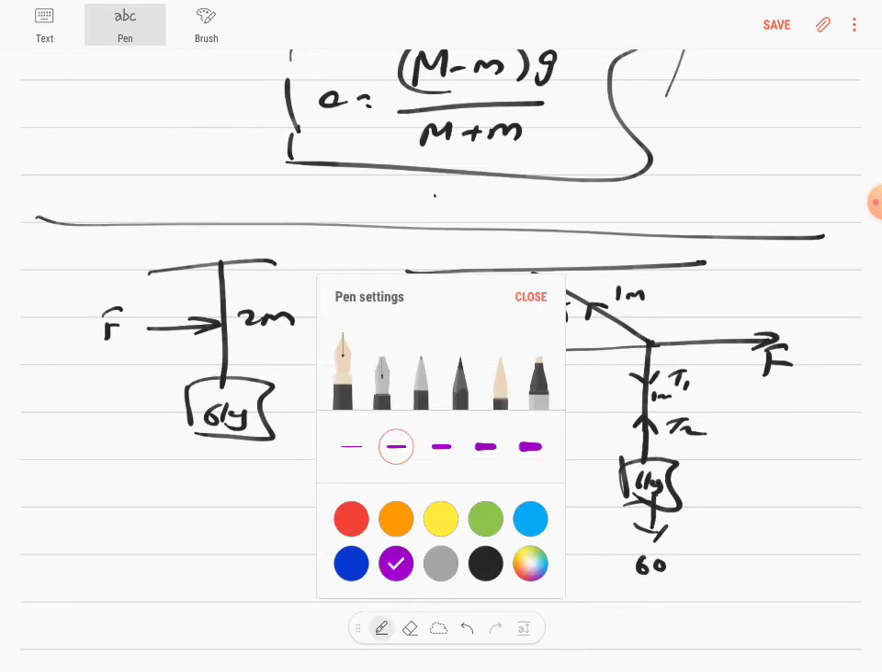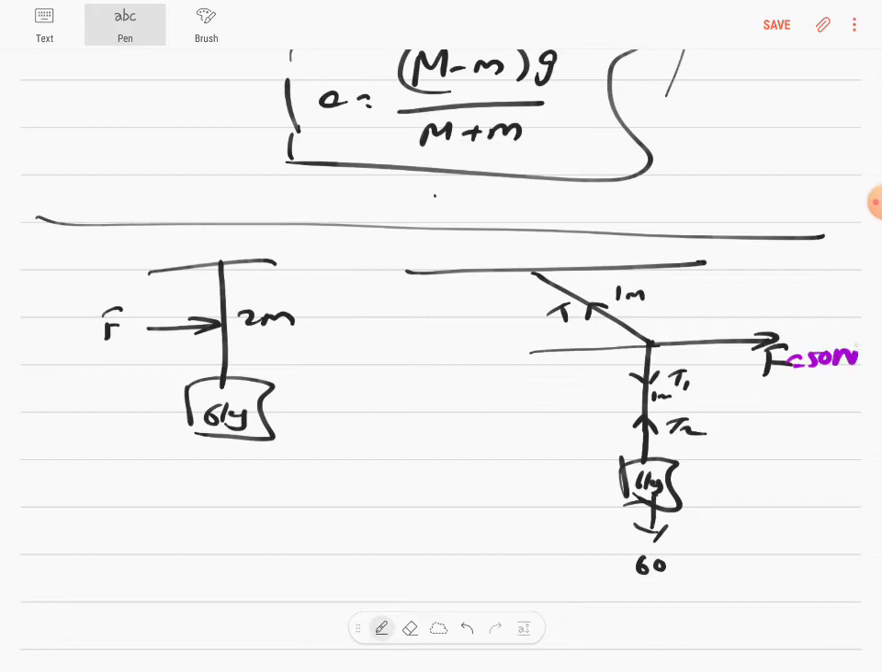The question is, a mass of 6 kg is suspended by a rope of 2 meters from the ceiling. A force of 50 newtons is applied in the horizontal direction at exactly the midpoint of the rope. What is the angle that the rope makes with the vertical in equilibrium? So they are asking the angle that the rope would make with the vertical, which means this is theta.